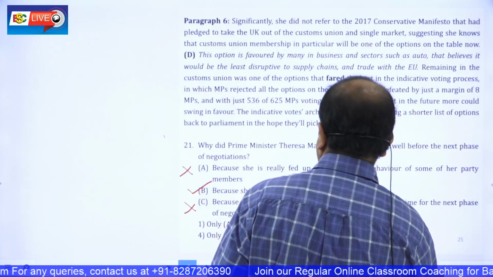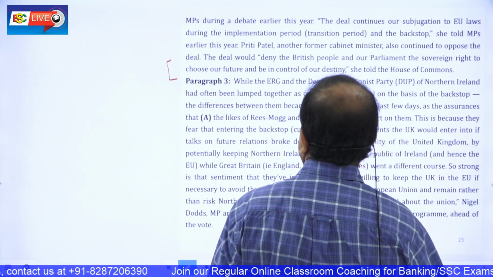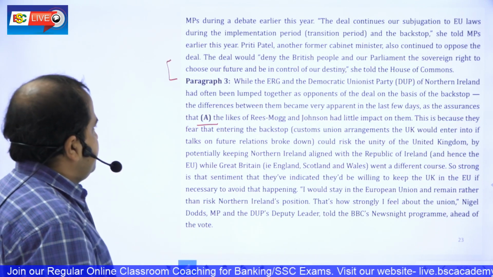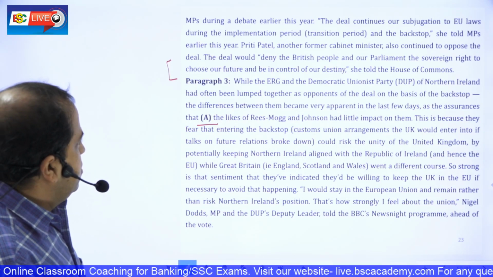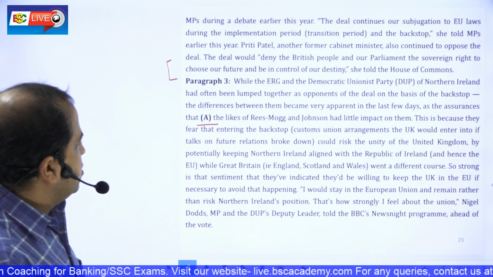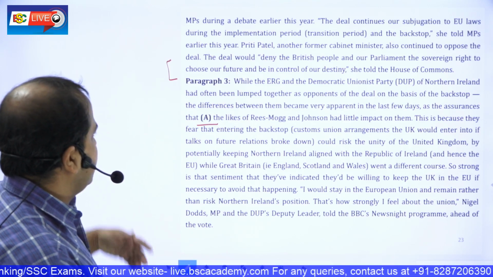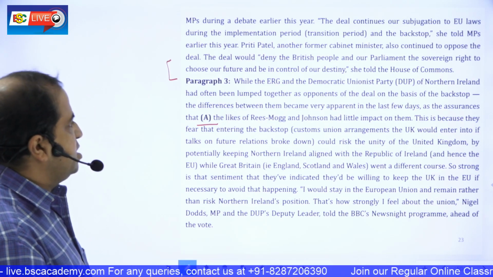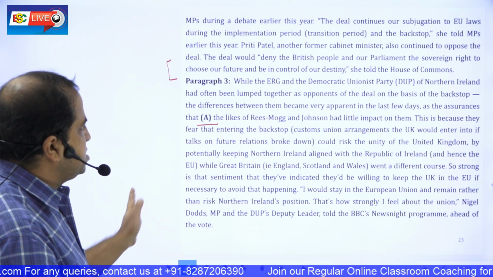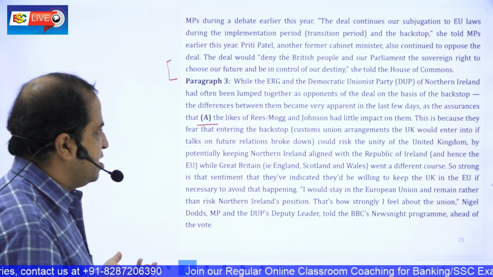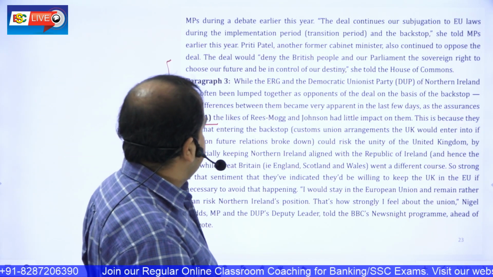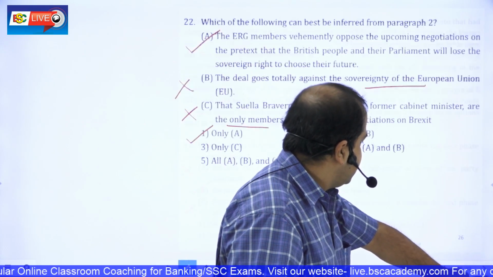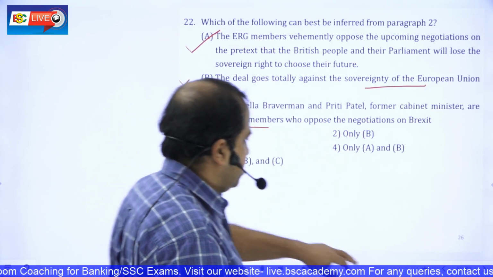And let's go to the passage, paragraph 3. Yes, this is A. While the ERG and the Democratic Unionist Party of Northern Ireland had often been lumped together as opponents, the differences between them became very apparent as the assurances that dashed the likes of Rees-Mogg and Johnson had little impact on them. Assurances that dashed the likes of Rees-Mogg and Johnson.